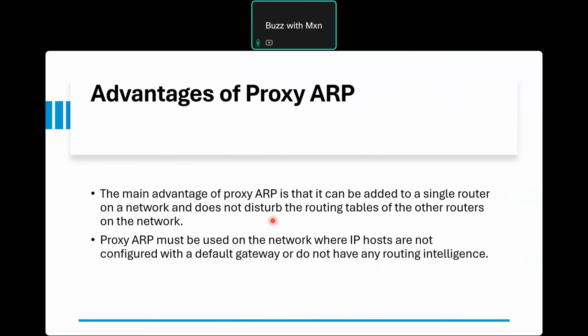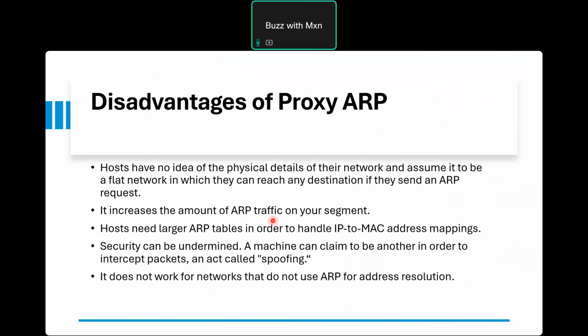So talking about the advantages of proxy ARP, why is it used? The main advantage of proxy ARP is that it can be added to a single router on a network and does not disturb the routing tables of the other routers on the network. Understood? Pretty easy. Proxy ARP must be used on a network where IP hosts are not configured with a default gateway or do not have any routing intelligence. So if the default gateway is not configured and there is no routing table intelligence, proxy ARP will be used. And what are the disadvantages of proxy ARP?